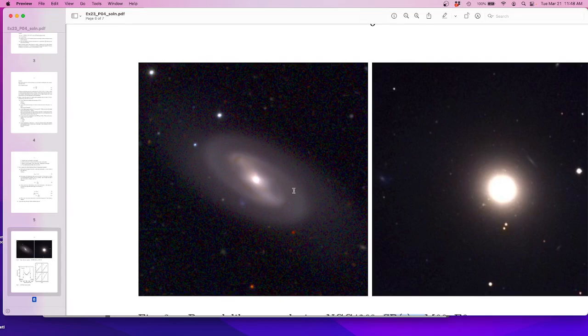Yeah. So is the bulge to disk ratio about size or brightness? Brightness. But those are related.